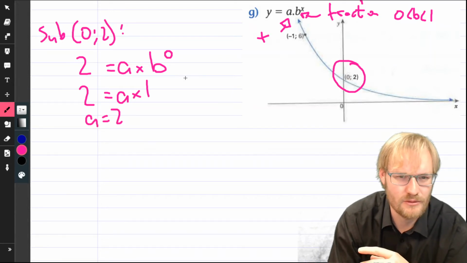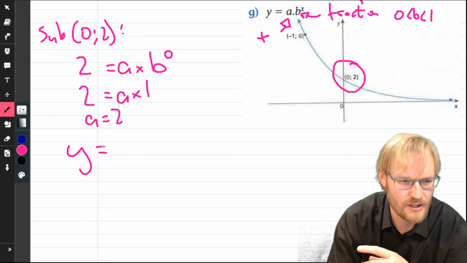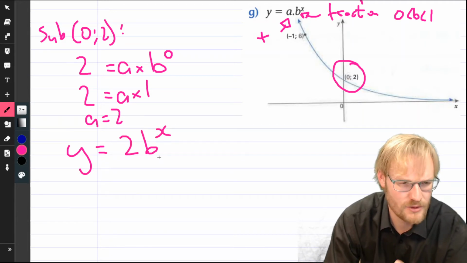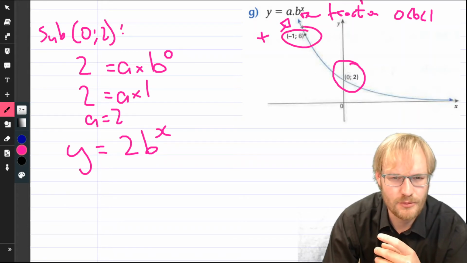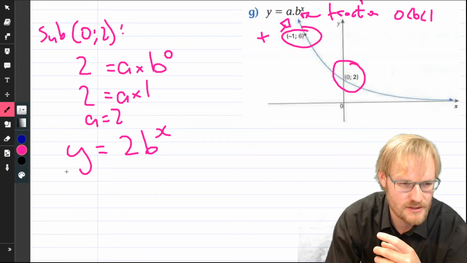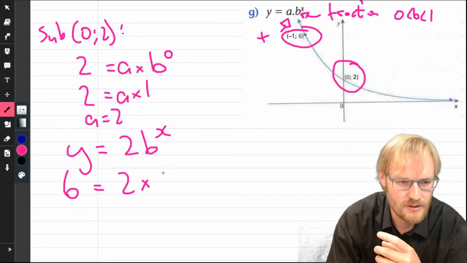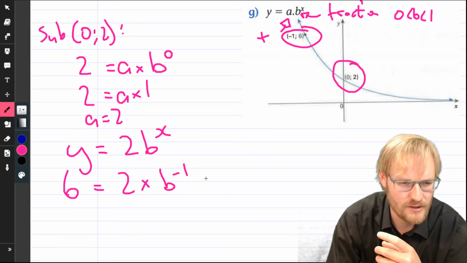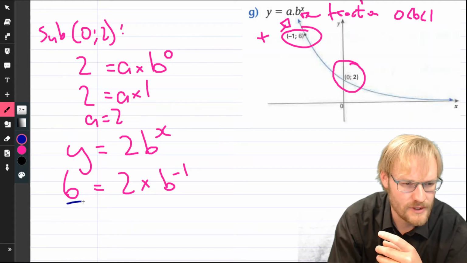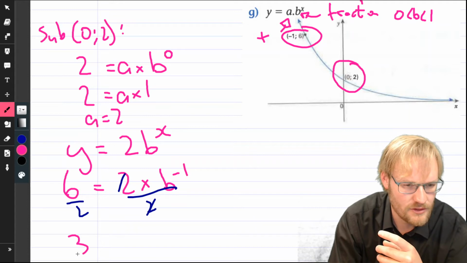Okay, so now we can put that into our equation and say we know now that y equals 2b to the x. Okay, and we're expecting a positive value. Now we can substitute our other point in. Okay, so y is 6. So 6 equals 2 times b to the power of x is negative 1, so negative 1. Okay, from here, let's divide both sides by 2, so these cancel. So 3 equals b to the negative 1.